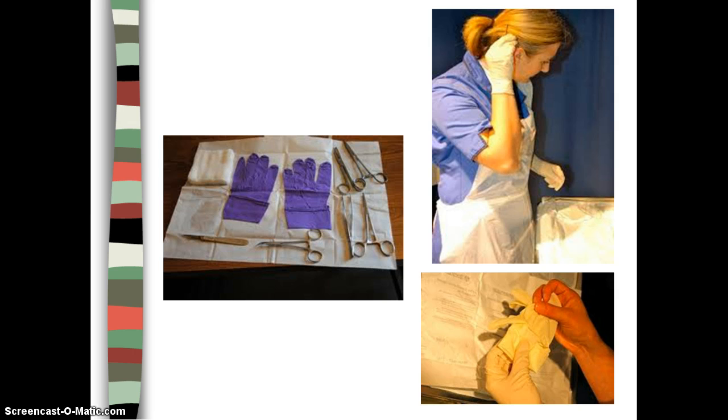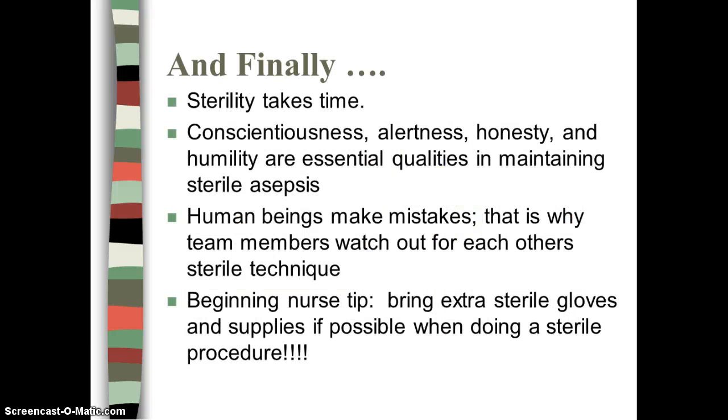I've got some pictures here on this slide. I'll let you look at them and figure out what is happening that isn't correct. You can certainly talk amongst yourselves or ask me about it, but I'm hoping that you can identify those issues, and when you watch each other in the lab, hopefully you can identify breaks too, and it will happen. Sterility takes time. It's not something you can work through quickly. It takes being conscientious, alert, and you need to be honest. Humans make mistakes, so that's why we work as a team. But we do have to have precision in this type of work.